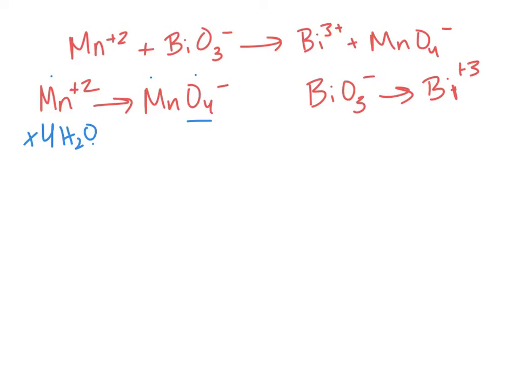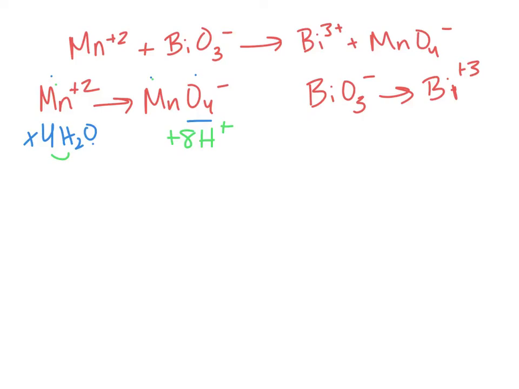Super. But now over here we have 8 hydrogens, 4 times 2. So I'm going to have to add 8 hydrogens to the other side. All right, at this stage, let's double check, all of our elements should be balanced. Mn, Mn, good. 4 O's, 8 H's, 8 H's. Super. All right, the next step is to do the charges.